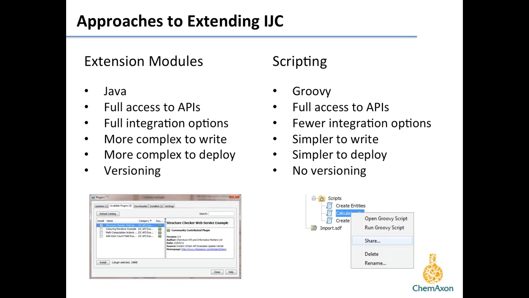However, scripting, which is the approach we're going to be taking for extending Instant JChem, is done all within IJC, and it is part of the data itself. The scripts reside in the database, so you don't have to worry about versioning. They're always with the data and not the version of the thick client. We are using Groovy, which has full access to the APIs, and they're simpler. They're a lot simpler to write and deploy. The downside is that they are simpler to write, so there's not as much power behind them as a plugin, and there's fewer integration options. However, that being said, we definitely prefer the scripting route for extending IJC and customizing it for your own needs.